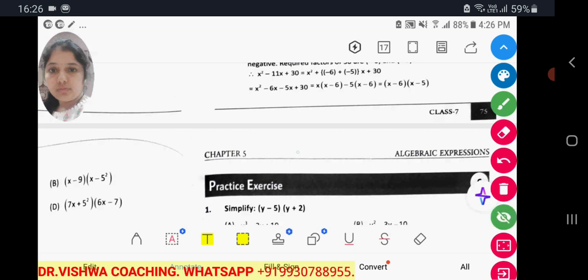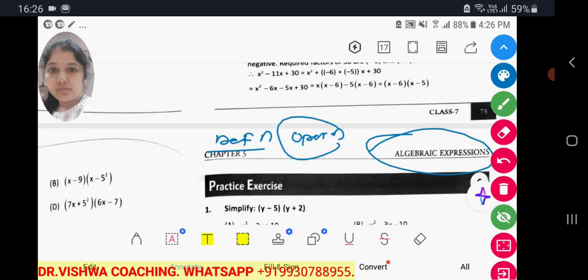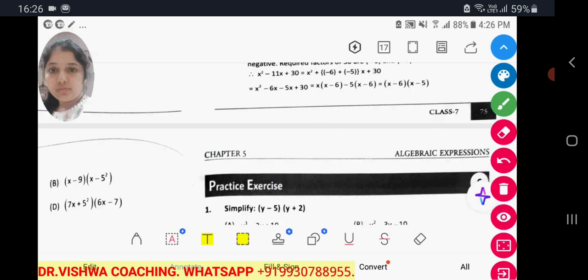In the last session we learned the definition of algebraic expressions, its various operations and how to perform them. We also learned about the factorization of the given equation. Yesterday we went through some solved examples, and today we have to solve the practice exercise.